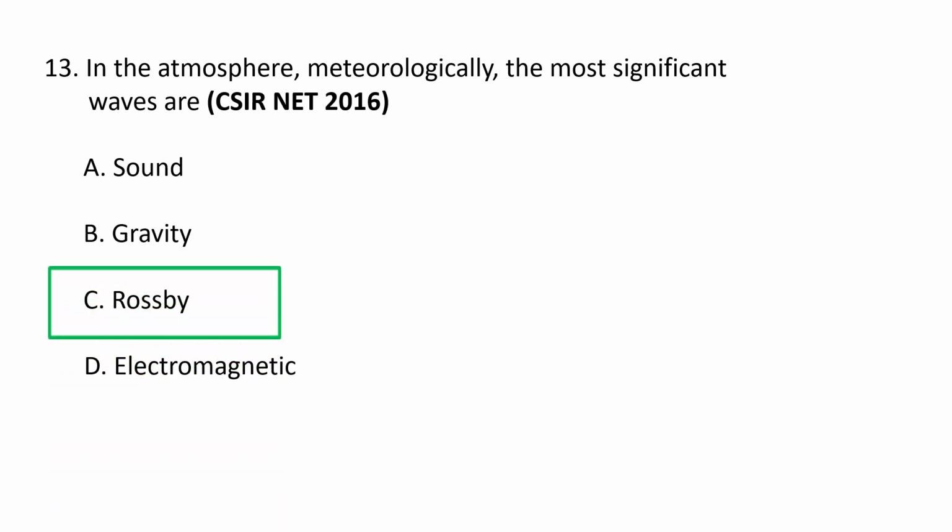Rossby. Rossby waves are the most significant waves in the atmosphere for large-scale meteorology and climate. These large-scale slow-moving meanders in high-altitude westerly winds caused by the Earth's rotation transport heat from the tropics toward the poles and cold air towards the equator.